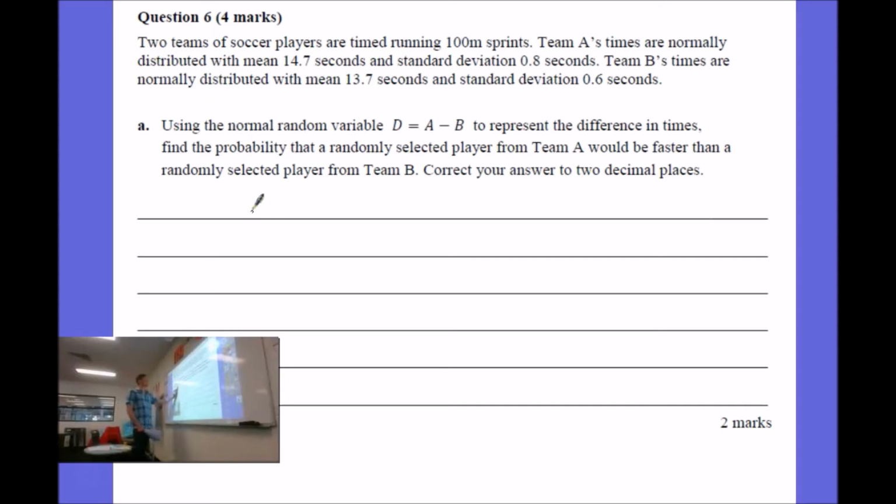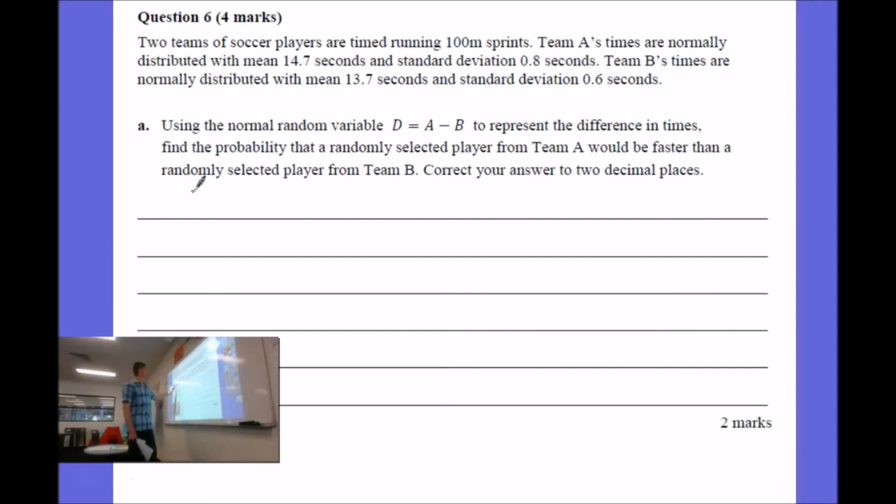Two teams of soccer players are timed running a 100-meter sprint. Team A's times are normally distributed, mean of 14.7 seconds, standard deviation 0.8. Team B's are also normally distributed, 13.7 seconds, standard deviation of 0.6. Now we've got another random variable D, and that's also going to be normally distributed, because A and B are drawn from a normal distribution.